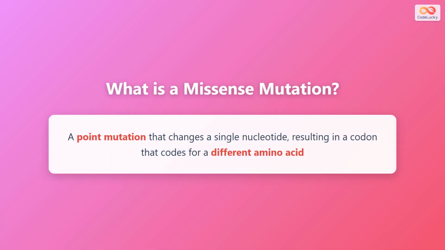Let's define exactly what a missense mutation is. A missense mutation is a point mutation, meaning it affects just a single nucleotide in the DNA sequence. When this single nucleotide changes, the codon that contains it is altered. Remember, a codon is a 3-nucleotide sequence that codes for a specific amino acid. When the codon changes due to the mutation, it now codes for a different amino acid than the original. This is the key characteristic of missense mutations. The result is a different amino acid being placed into the protein sequence.